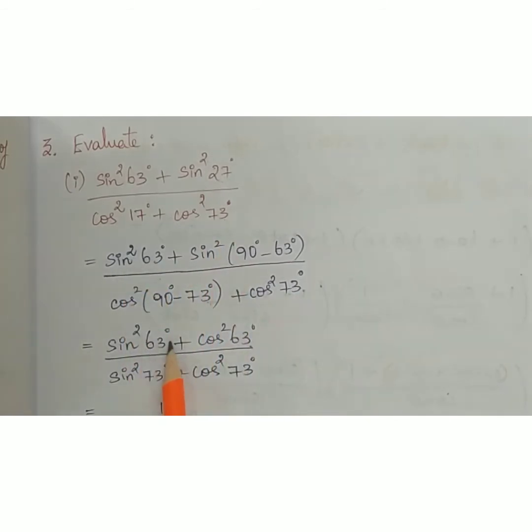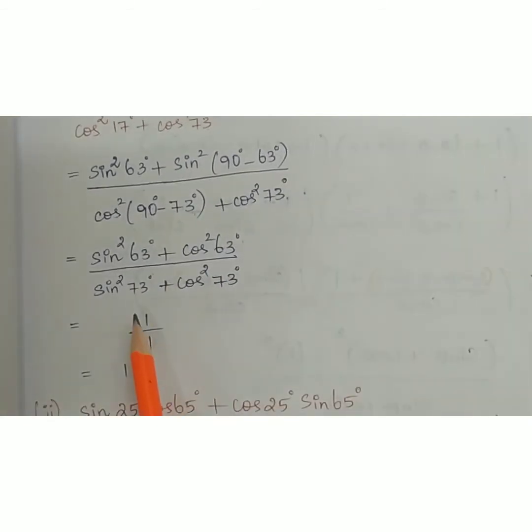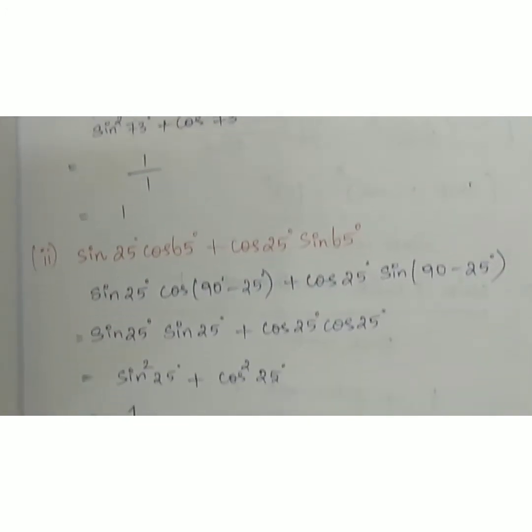So sine square 63 plus sine of 90 minus theta is cos theta. Theta is 63 here. So this will be cos square 63 by cos square of 90 minus theta is sine square. So sine square 73 plus cos square 73. So sine square theta plus cos square theta is 1. Here sine square 63 plus cos square 63 is 1. Same way sine square 73 plus cos square 73 is 1. So your answer is 1.